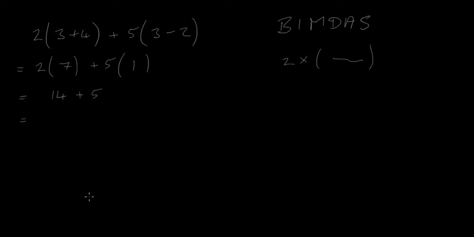Now we've just got adding left here. So I'm just going to add 14 to 5, and that gives me 19. So that's fine. If I do these in the wrong order, if I don't use BIMDAS, I probably won't get 19. So you must follow BIMDAS when you're doing these kind of things. That's the first one done. Let's have a look at another one then.